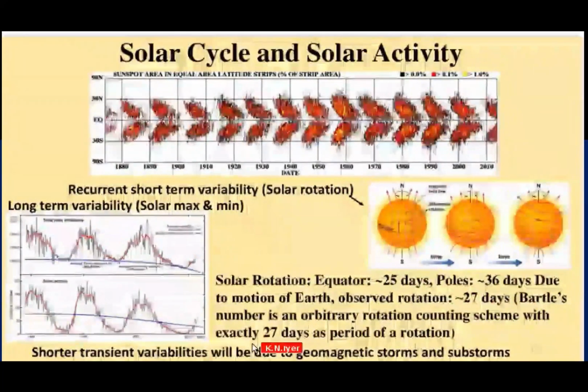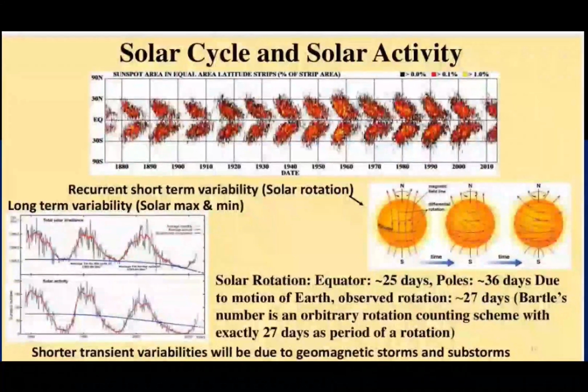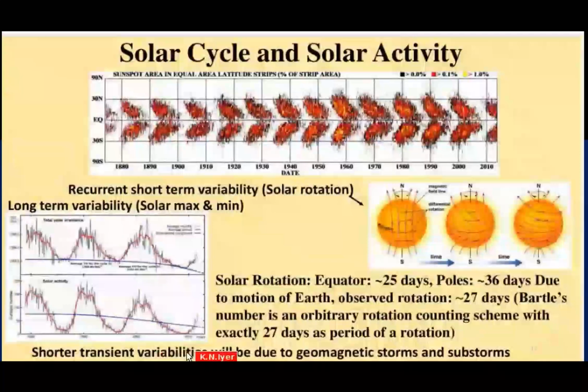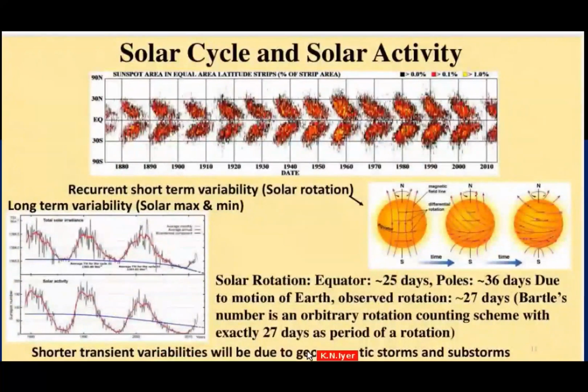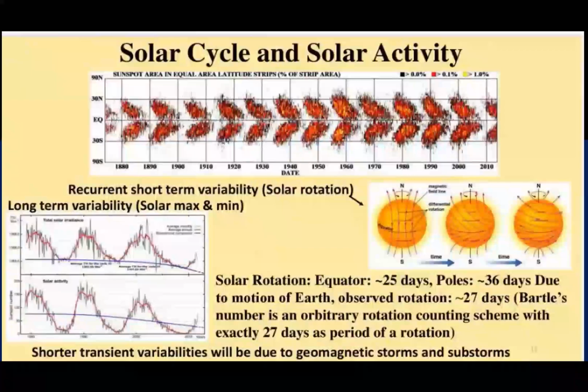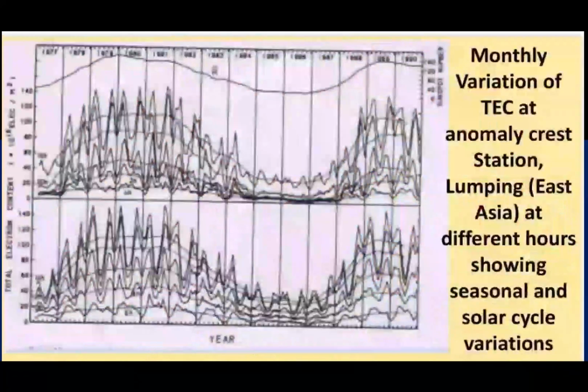And still shorter period variations or periodicities are called transient variations, and that is due to phenomena like geomagnetic storms and substorms and things like that. So these are the kind of variations in the sun, and corresponding variations are observed in the ionosphere.